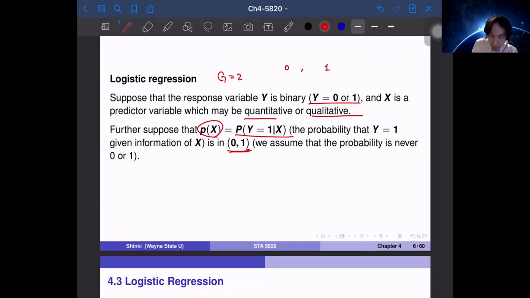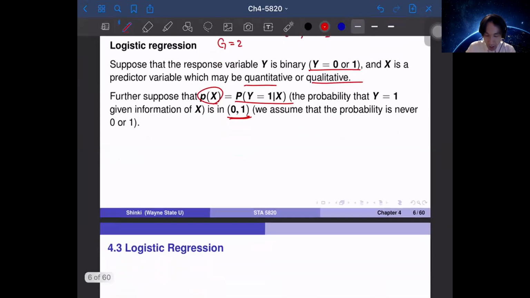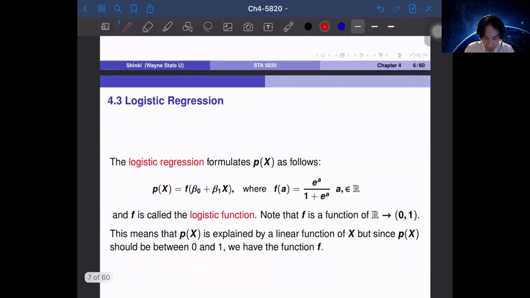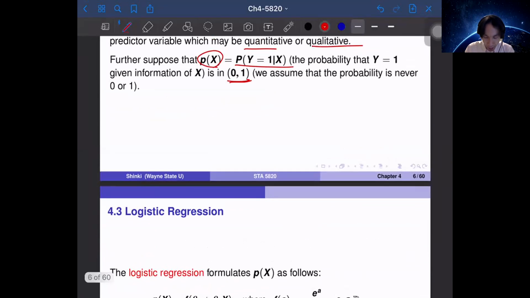And we assume the probability is between 0 and 1, so it never exceeds 1 or goes below 0. So this is probability. It's possible that the probability is 99.9%, but not 100%. It's just within the open interval (0, 1).